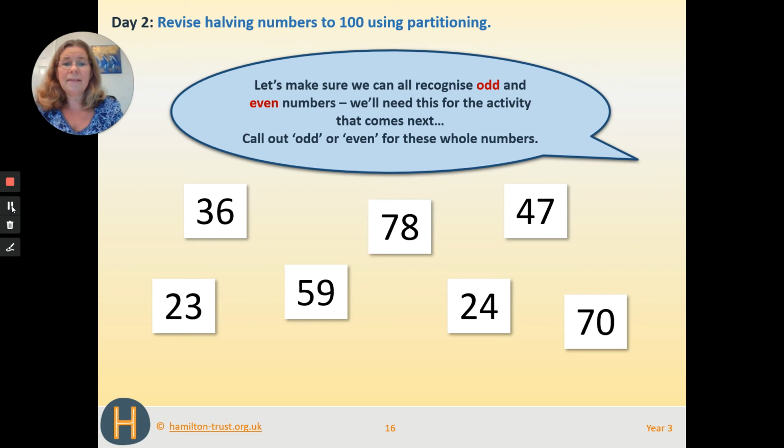36, 78, 24 and 70 are all even. Numbers that end 0, 2, 4, 6 and 8 in the units or ones column are all even numbers. If the units or ones end 1, 3, 5, 7, 9, they're odd. So 23, 59 and 47 are all odd numbers.